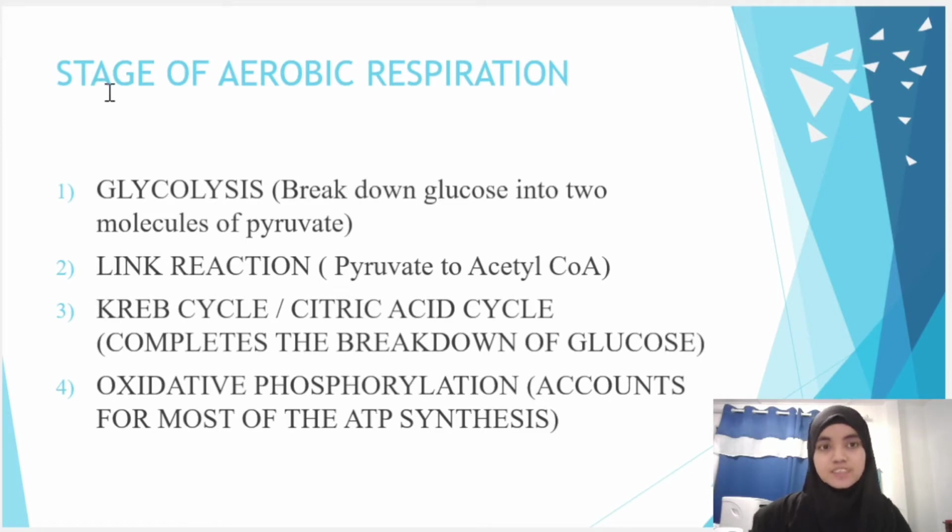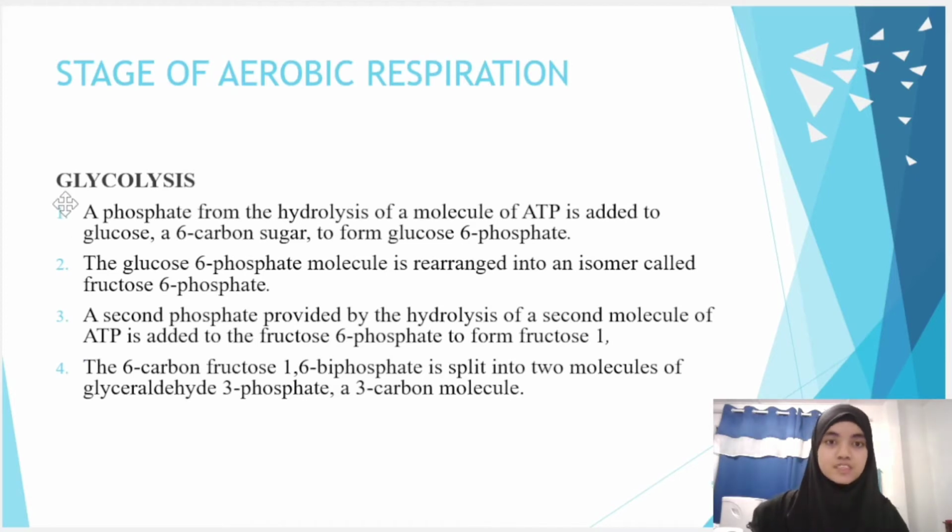Next I will explain the stages of aerobic respiration. There are 4 steps of aerobic respiration. The first is glycolysis, which breaks down glucose into 2 molecules of pyruvate. Second is the link reaction, where pyruvate is converted into acetyl coenzyme A. The third stage is the Krebs cycle, also known as the citric acid cycle. It completes the breakdown of glucose. And the fourth is oxidative phosphorylation, which accounts for most of the ATP synthesis. So first I will explain glycolysis.